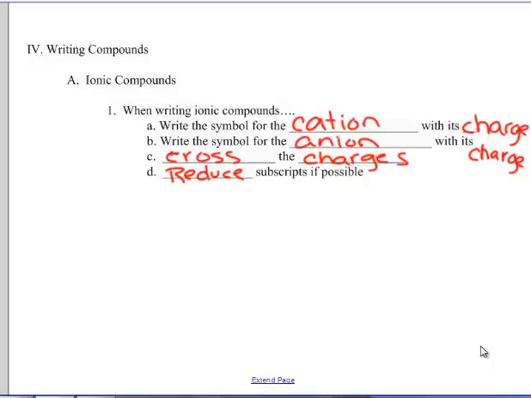Today we're going to be in the Unit 6 notes packet in Roman numeral 4, writing compounds. You're going to get a name of an ionic compound and write the formula based on the name. Here are some simple steps.